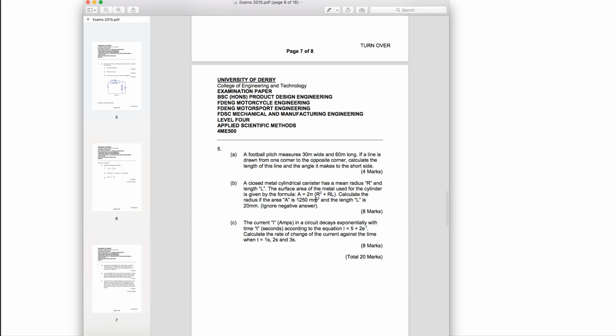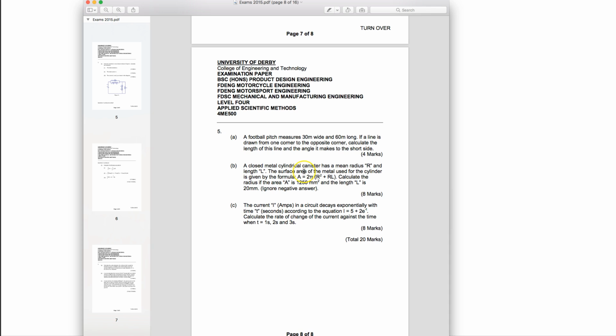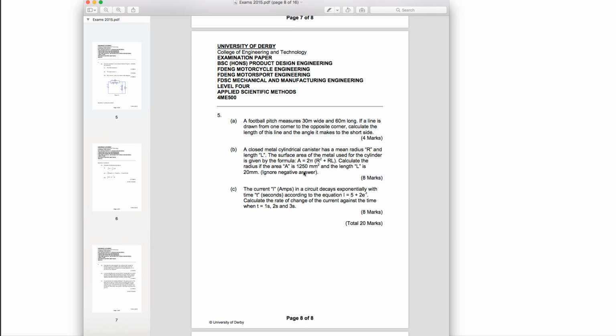Okay, fine. We've got football pitch. This is weird. A football pitch measures 30 by 60. Calculate the length of this line. Goodness me, they've given us a year 9 trig question for 4 marks. We've also got a calculate the radius.